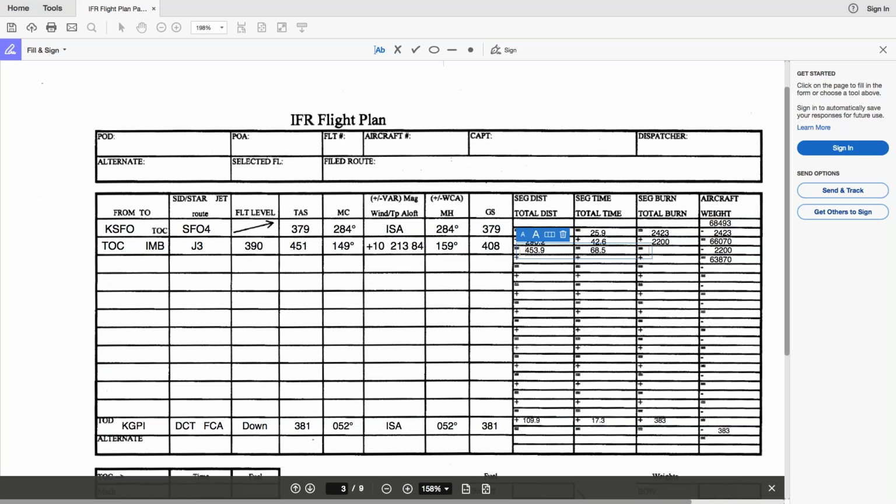Okay. And now just add our two burns together. What was that? 46.23. Okay. That's our total that we've burnt since we departed San Francisco. Everybody good up to that point? Okay. Now we just have to do it one more time here. And this leg, we're going IMB to our top of descent.